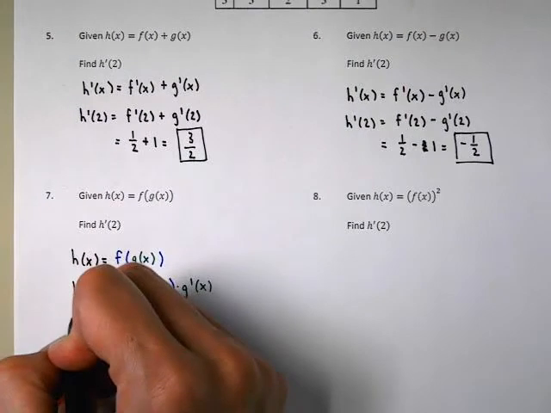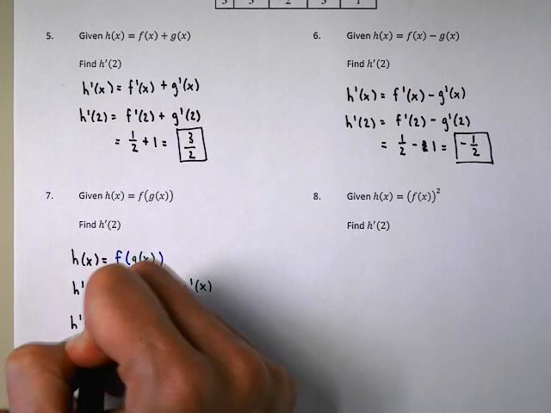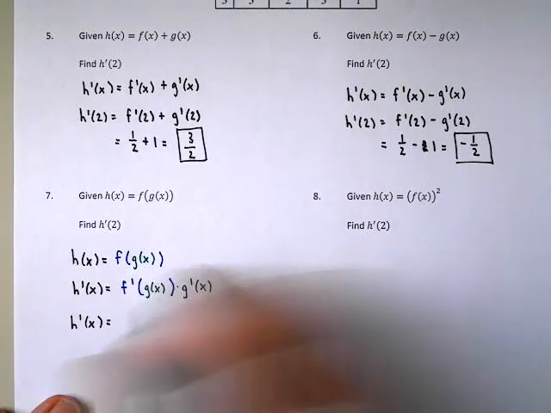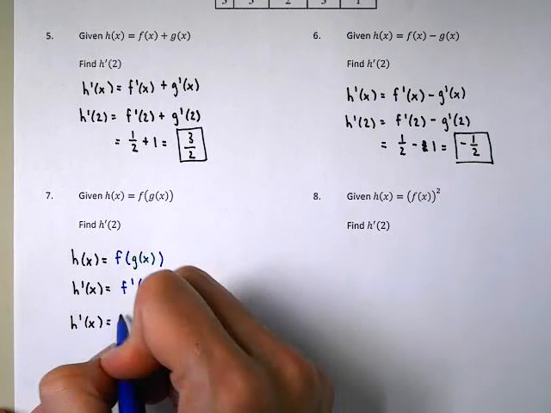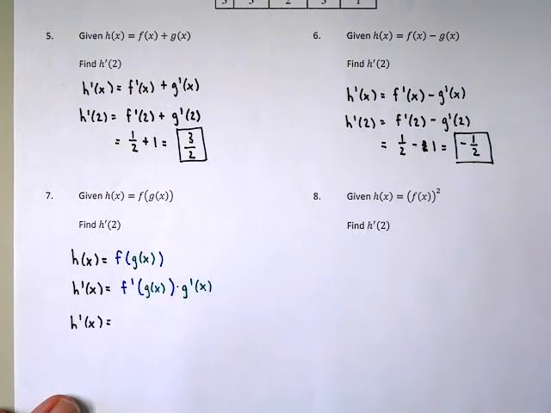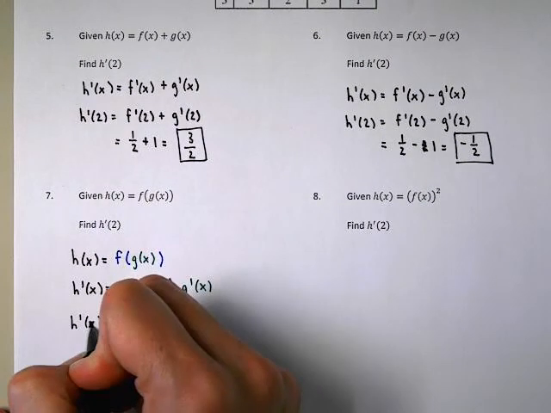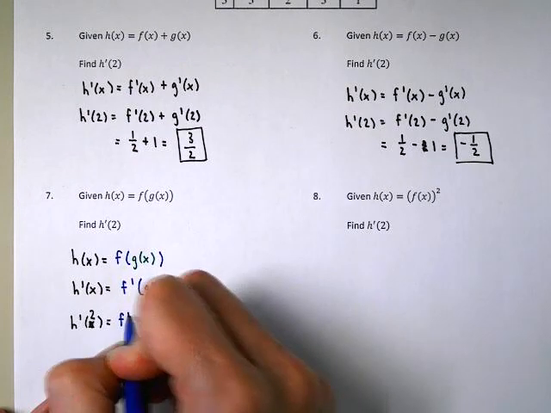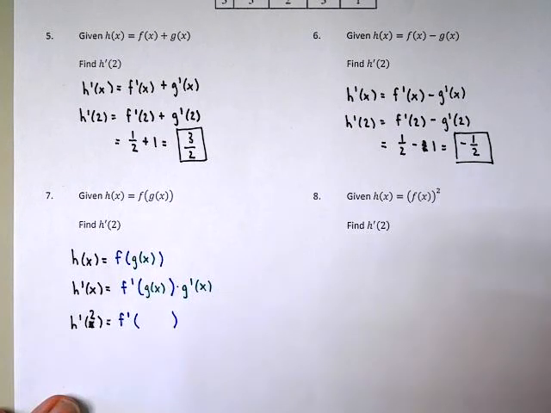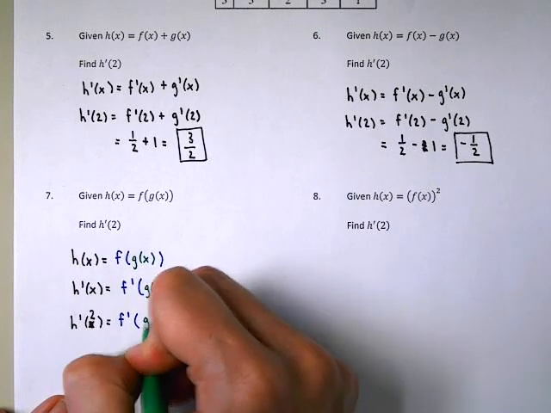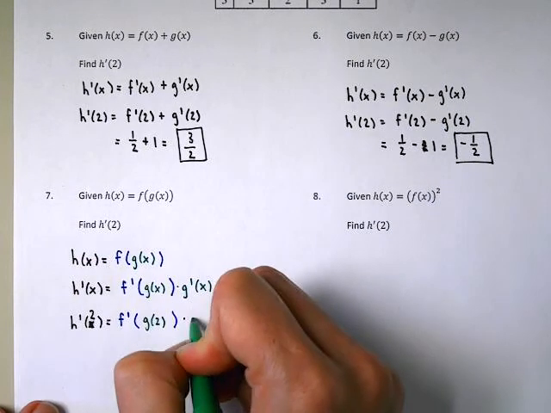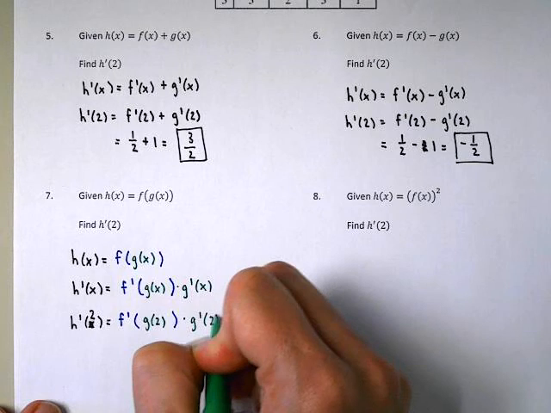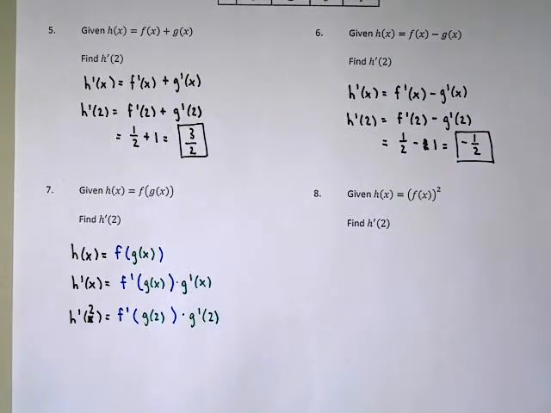So now, not h prime of x, I want to look at h prime of 2. It's equal to f prime of g of 2 times g prime of 2, and now we're all set up and we can use that table.